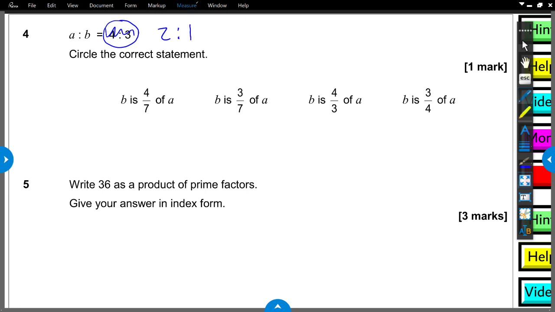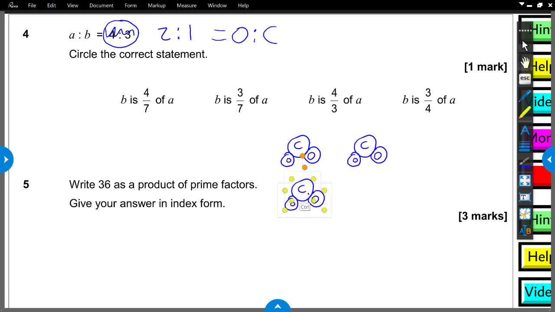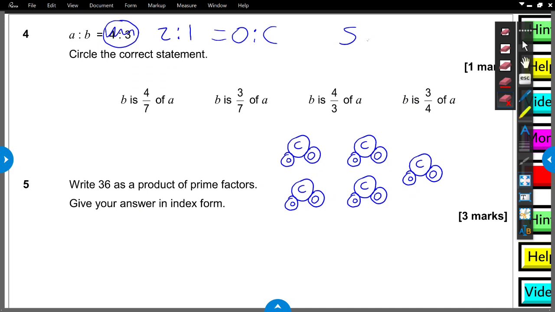If I have 2 to 1 and I was to label the 2 as oxygen and the 1 as carbon, then if I was to draw some carbon dioxide molecules, I could have 1 carbon atom here connected with 2 oxygen atoms. And if I was to make more of these, so I'll make a few of these molecules, then we're still keeping that ratio, because if I look into here, we have 5 carbon atoms, but the oxygen, we have 10 of those.